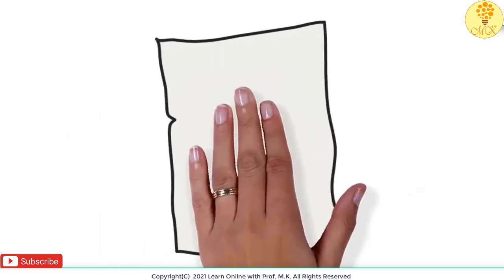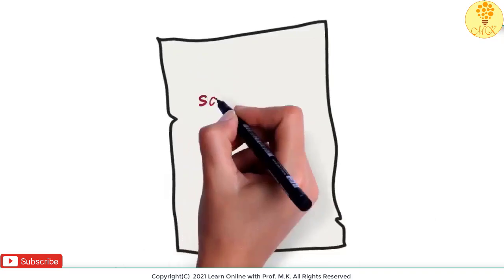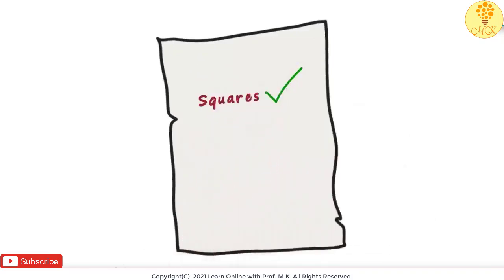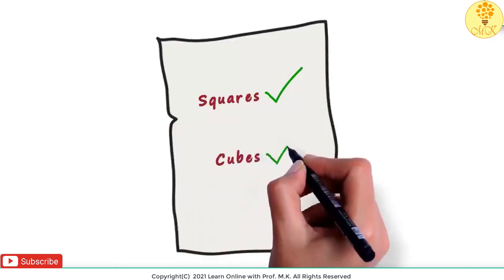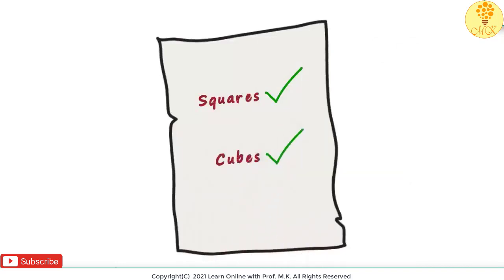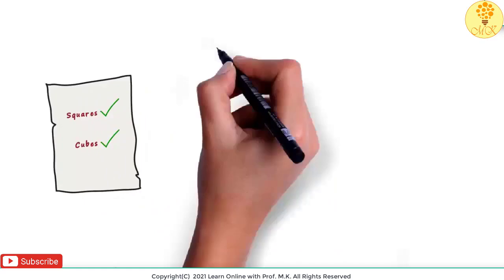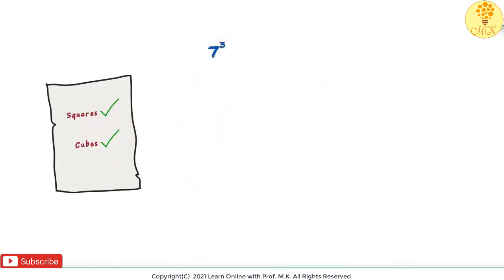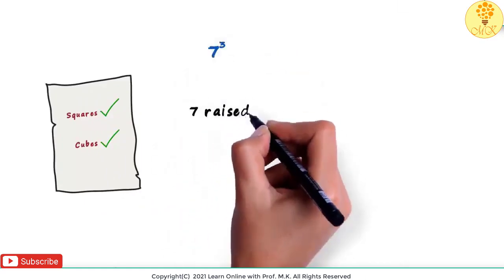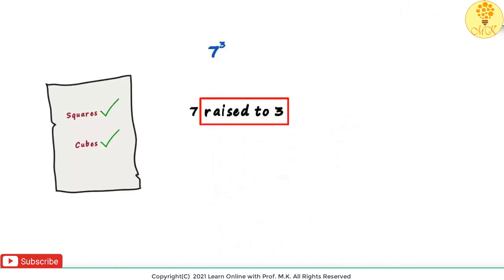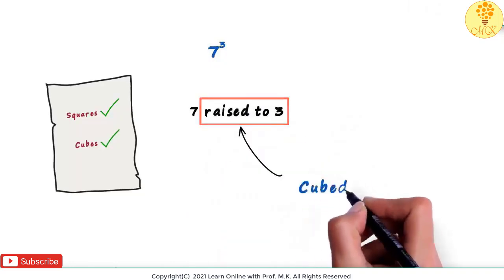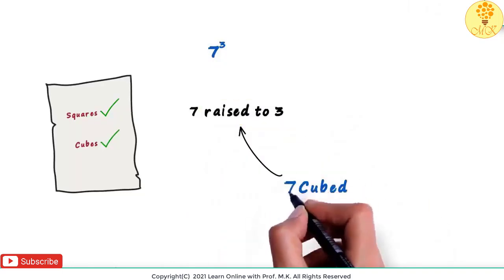This video on cubes is very similar to the one on squares. If you've understood the concept of squares, the concept of cubes will be stress-free. Let us get to the basics first. Look at this number on the board. It's read as 7 raised to 3. And raised to 3 is called cubed. So the number can be called 7 cubed.